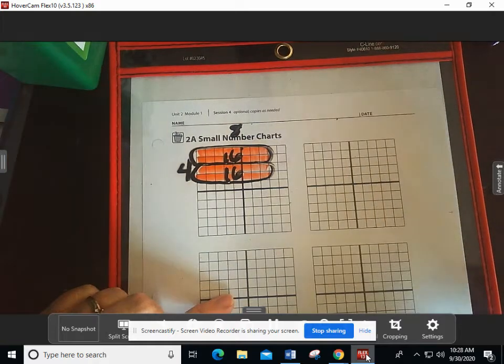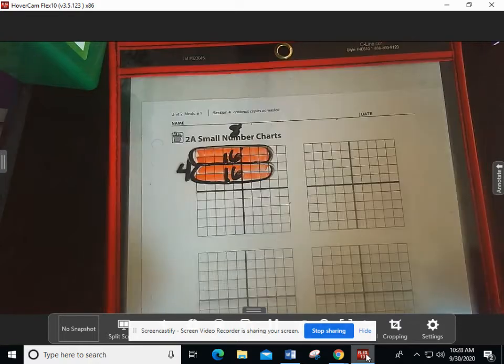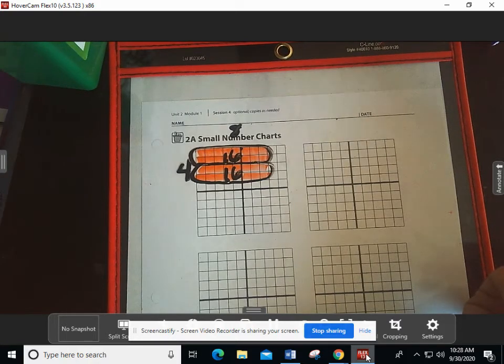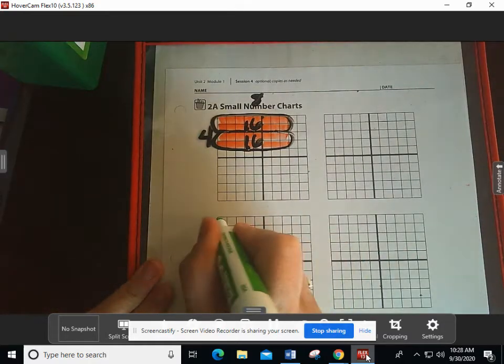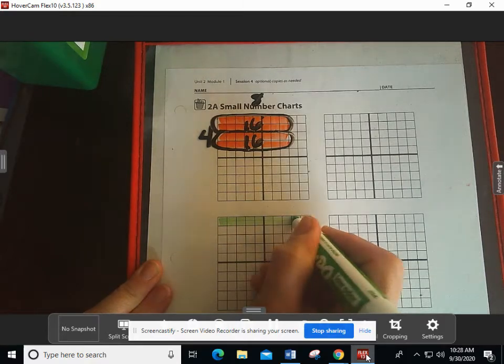When we multiply by 6s, we think about 6s as half of a 10 plus a set. So I'm going to go to this one. Oh, we're going to make this one pretty big.